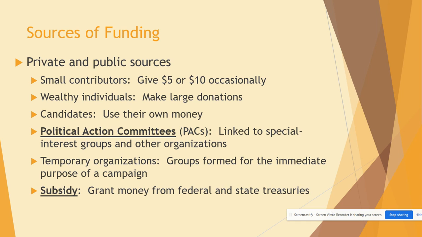Okay. There's also groups that are formed for fundraising. Those are called temporary organizations. Subsidy is public grant money. When we pay taxes, our tax money goes to the government for different things. Some of that money gets spent on elections. So candidates can apply for a subsidy, which means they get money from the government through our tax dollars to run. So your tax dollars do cover the cost of elections somewhat.